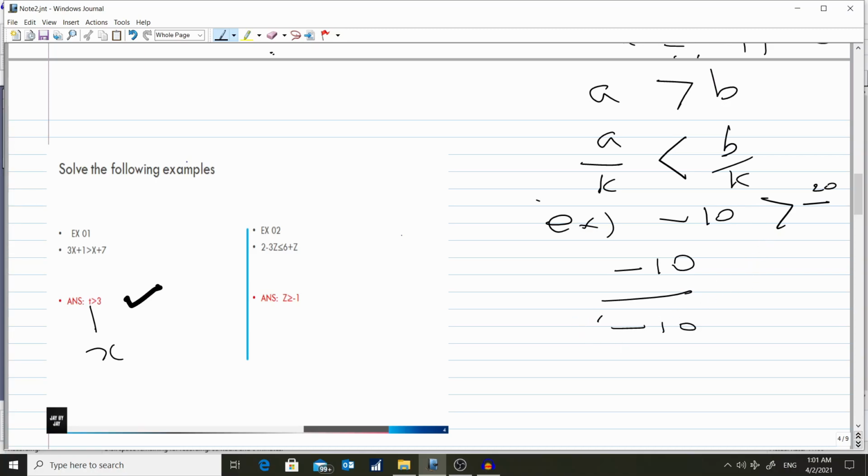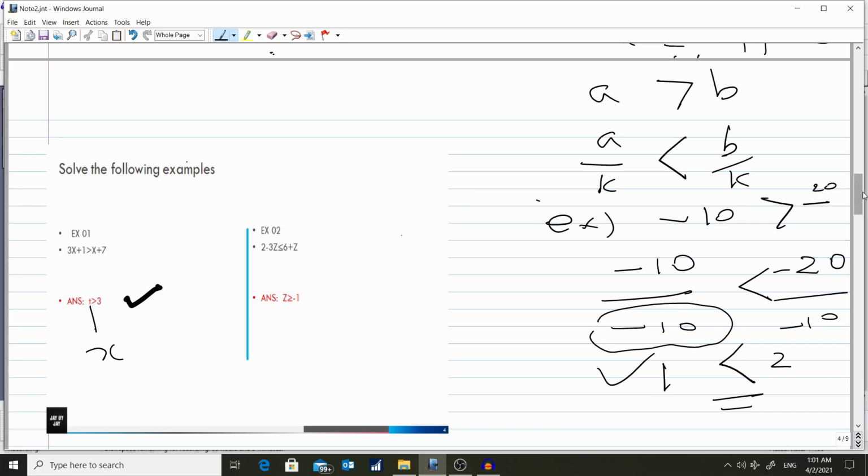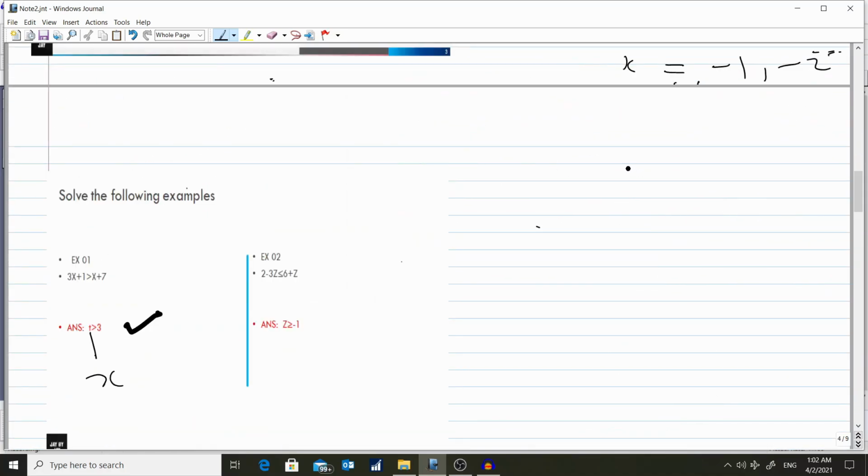we know that the k value here is negative. So what will happen? The direction of this inequality expression will change to the other way around. Here we will have -20 divided by -10. So here we will get 1 smaller than 2. It's correct, right? So in this case, we have some basic examples.